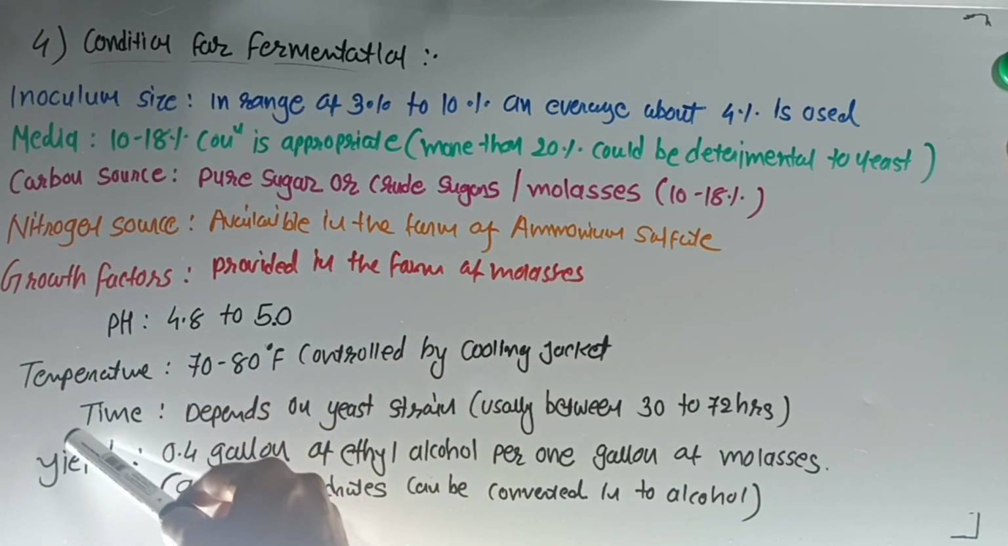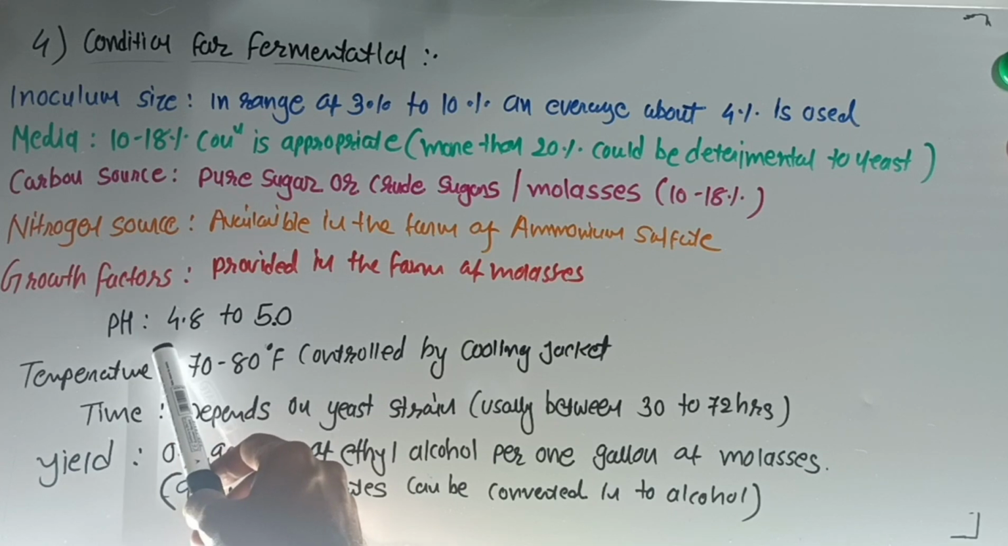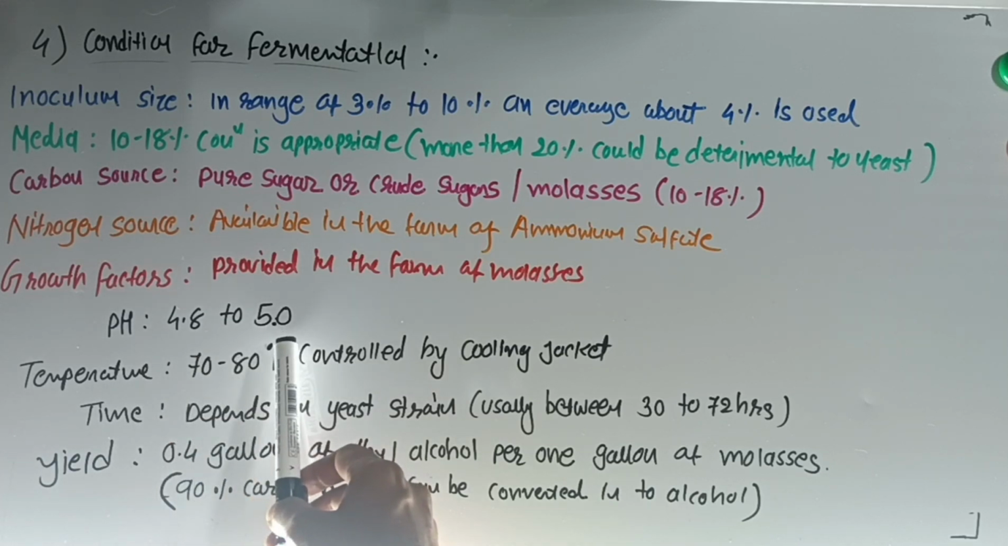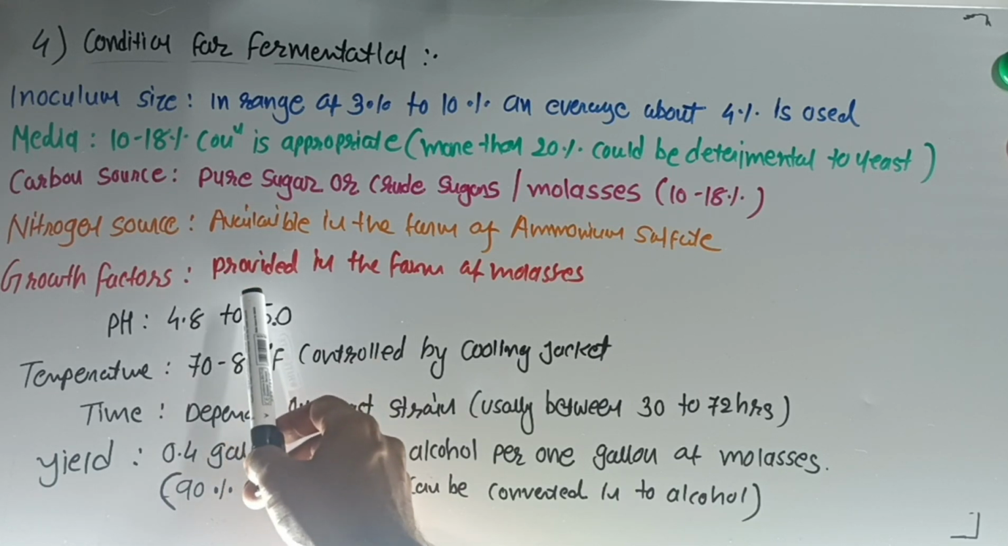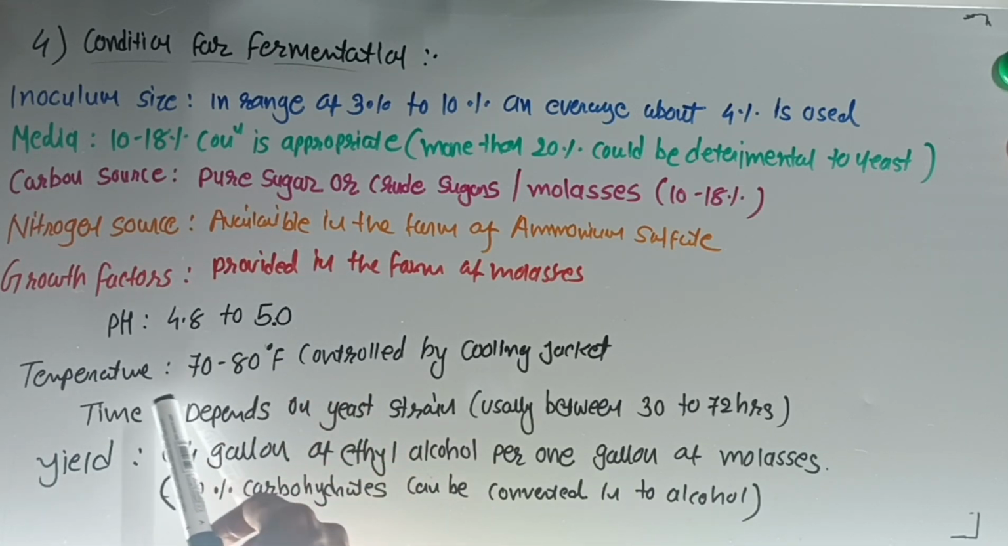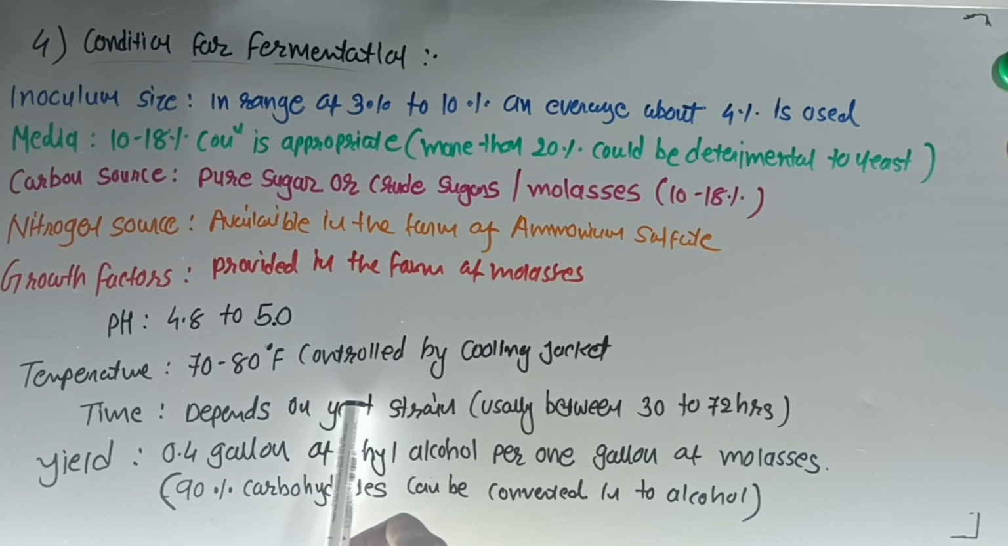Now the parameters. A pH average of 4.8 to 5 is basically the standard pH for the alcoholic fermentation process. Then temperature, 70 to 80 Fahrenheit, controlled by the cooling jacket. Then time, which depends on the bacterial strain. Here we use a yeast strain, and the growth of a yeast strain is usually between 30 to 72 hours. So basically time depends on the bacterial or yeast strain.